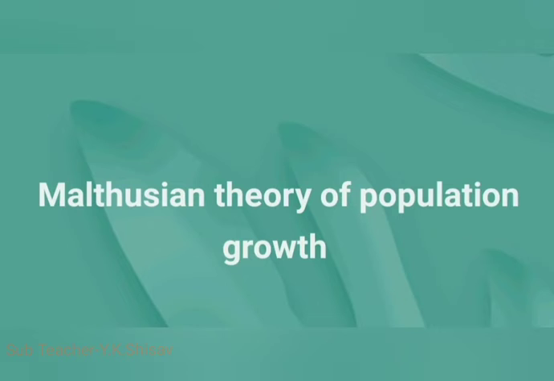According to Malthus, population increases in geometric progression. That means 2, 4, 8, 16, etc. And food supply increases in arithmetic progression. That means 1, 2, 3, 4, 5. This creates an imbalance between population and food supply.